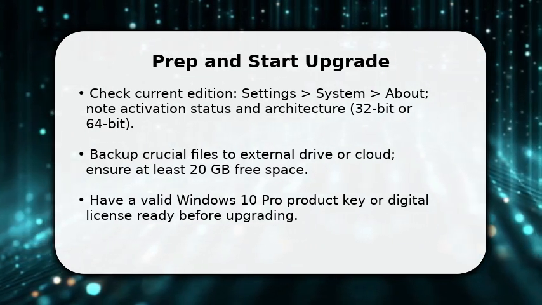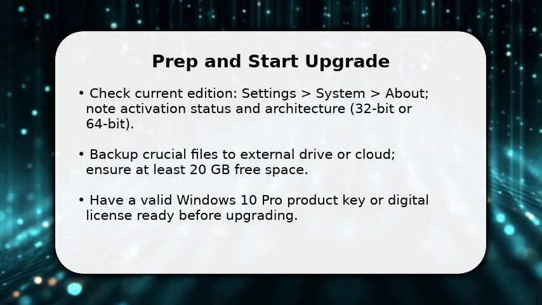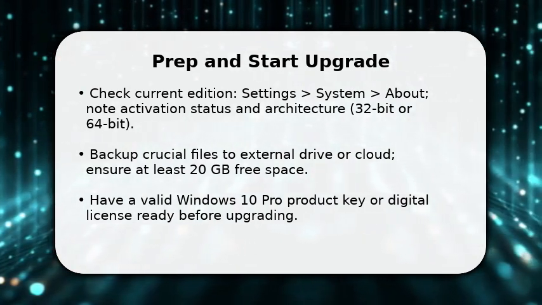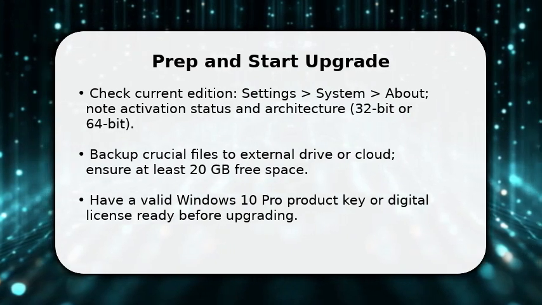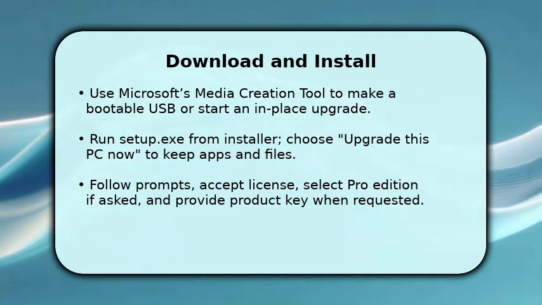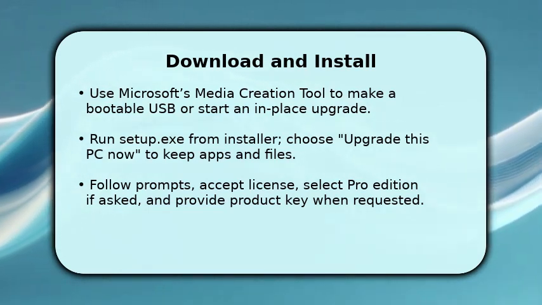You next get the installation media. Download the Media Creation Tool and create a bootable USB or run it for an in-place upgrade. This improves compatibility and keeps your apps. When prompted, run setup.exe and choose Upgrade this PC now to retain files and programs.